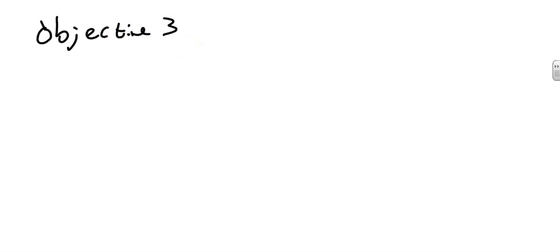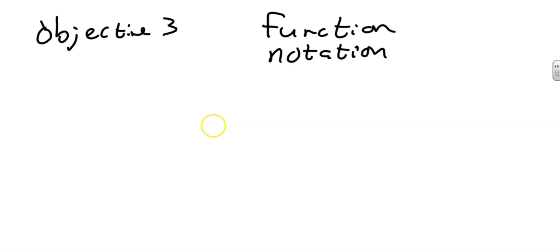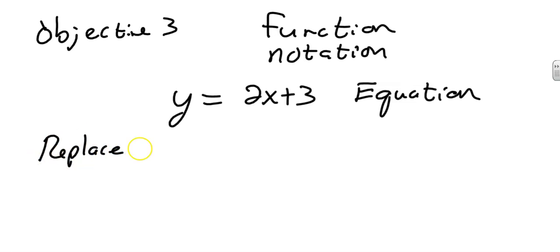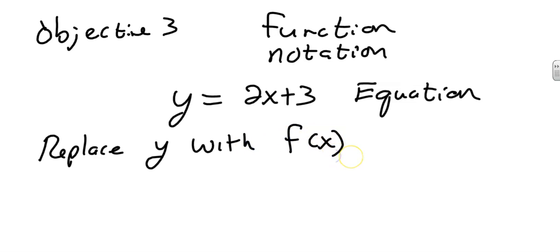Okay, so with objective 3, now they actually start talking about function notation. And here's what it comes down to. The best way to think about it is, if we were getting ready to graph some equations, let's say you had y equals 2x plus 3. If you start with a normal equation written as y equals something, here's basically what it comes down to for function notation. They're just going to replace y with f parentheses x.